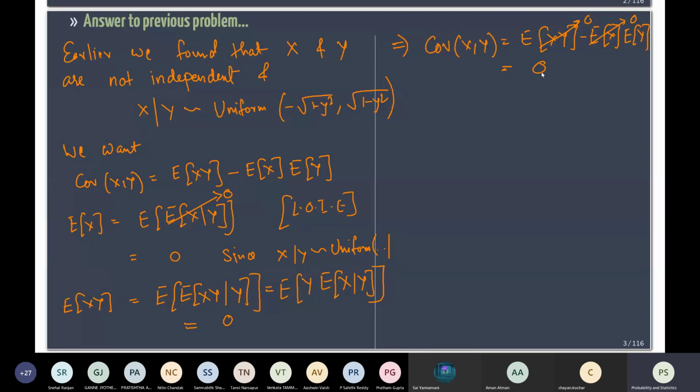Okay, so covariance 0 implies that the correlation of XY is 0. Is the correlation of XY 0, right? So in other words, X and Y are uncorrelated. Okay, so it's uncorrelated. So this is the proof that we had to do. Okay, so that was the question.